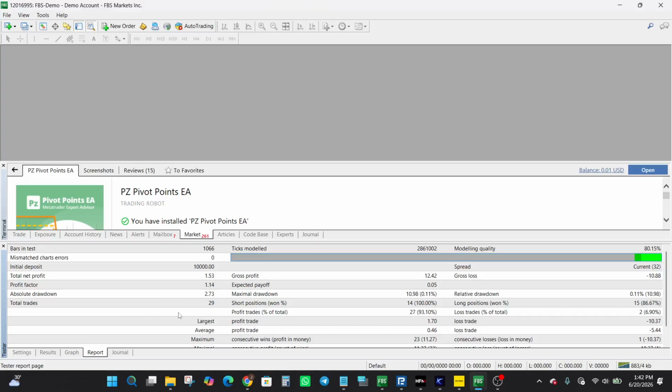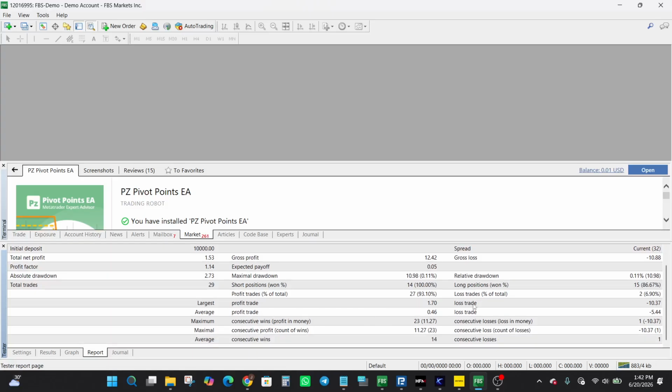29 trades we are taking, right? And out of that 29, 27 were profitable. That gave us a 93.1% win rate. But then the largest profit was $1.70. Largest loss was $10.37. Average profit was just 46 cents, but the average loss was $5.44. So this shows that the risk to reward ratio is very, very bad. The difference between the average profit and the average loss is so wide.